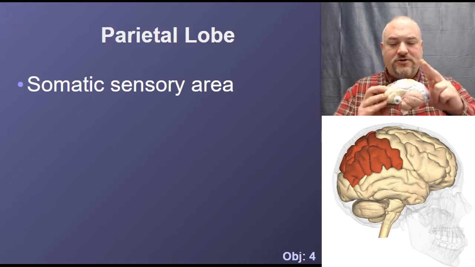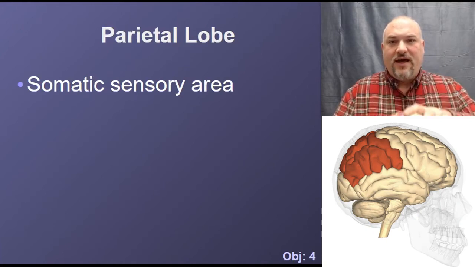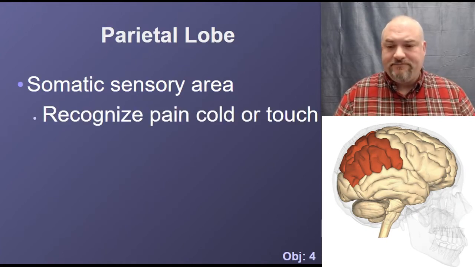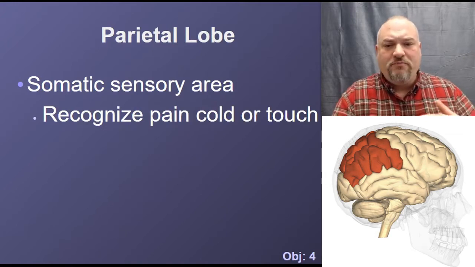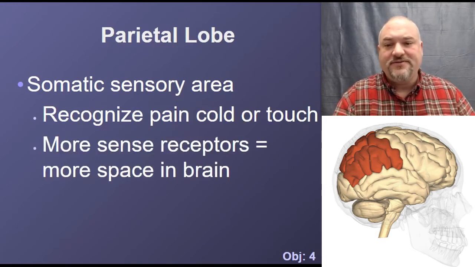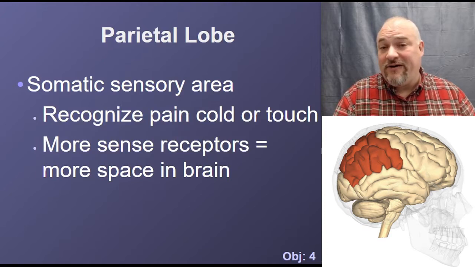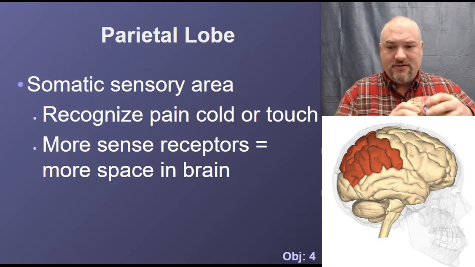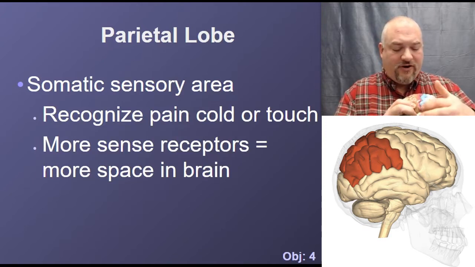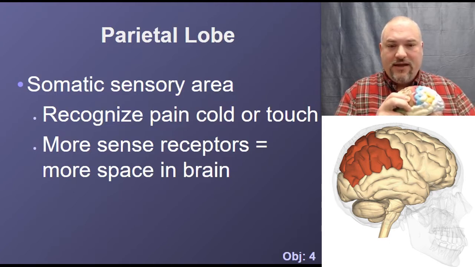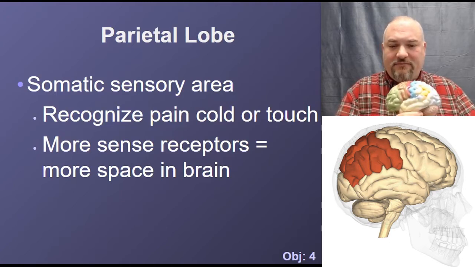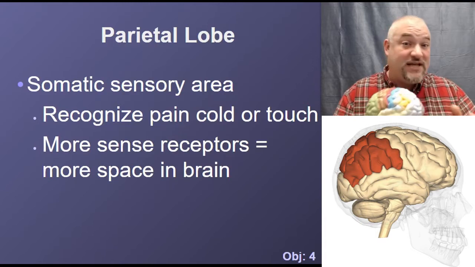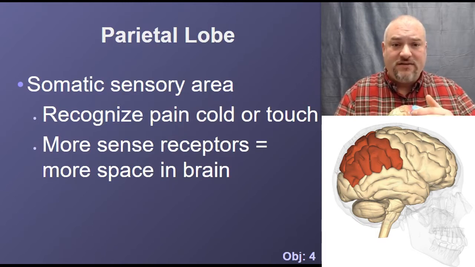The parietal lobes, back here, are our main somatic sensory area, where we recognize cold, pain, touch, and those types of things. The very front of the parietal lobe is the somatic sensory area, right here in blue. If that part of your body has more sense receptors, you're going to have more space in the brain.